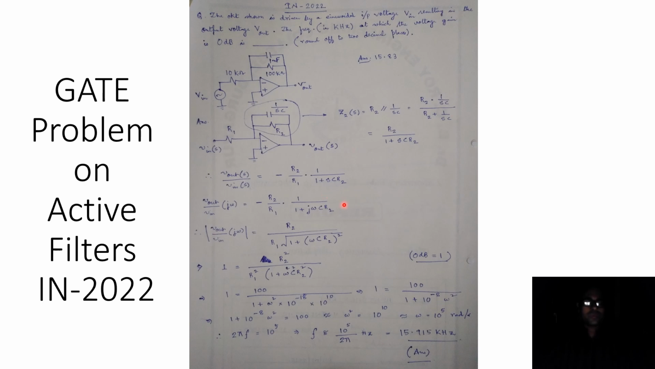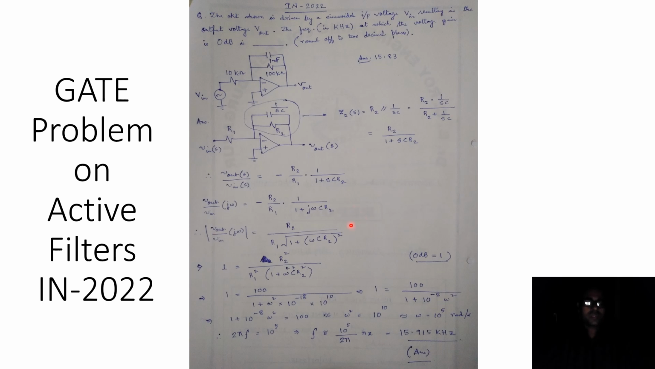The next step in solving for active filter circuit is to substitute S with j omega, where omega is the angular frequency variable expressed in radians per second. Therefore, Vout by Vin of j omega is equal to negative of R2 by R1 multiplied by 1 by 1 plus j omega CR2. So we are substituting S with j omega over here.